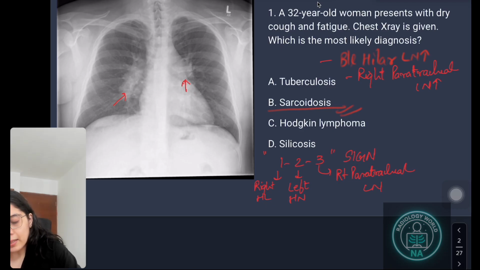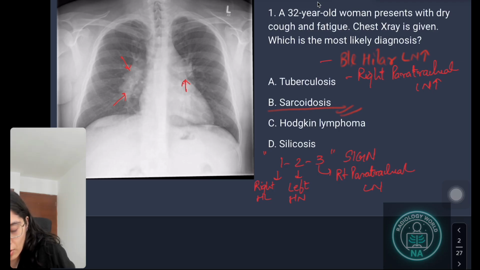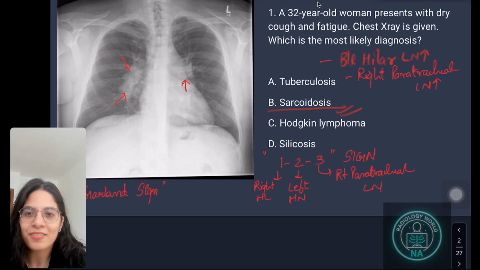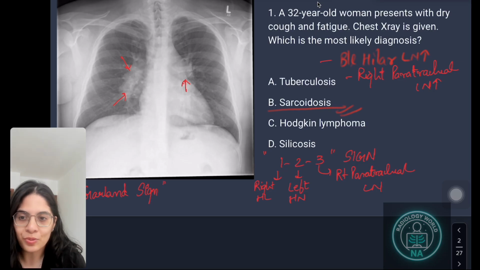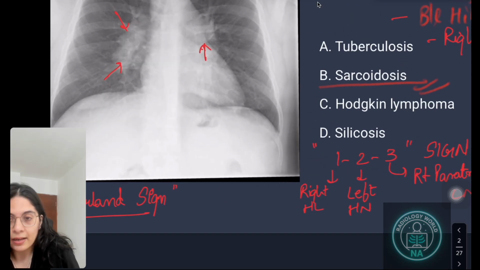Okay, another important thing over here is, what is this sign also called? This is also called your Garland sign. Now why is it called Garland sign? It is not resembling a garland. Many students confuse this and think it looks like a garland. It doesn't look like a garland. It was discovered by a radiologist named Henry Garland. This sign, the 1, 2, 3 sign or the lymphadenopathy sign, was discovered by Henry Garland. So that is why it is called the Garland sign.